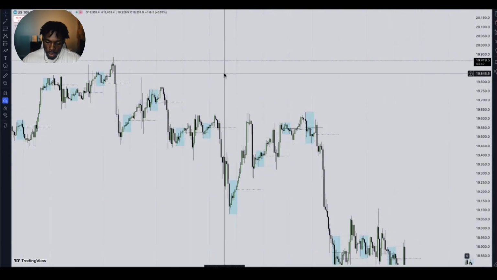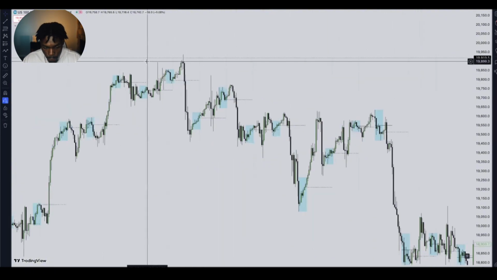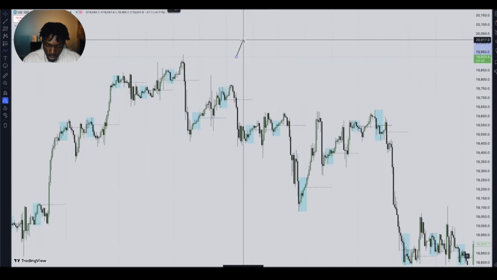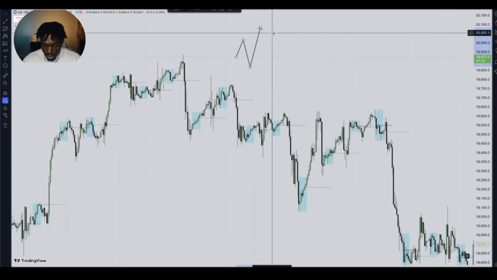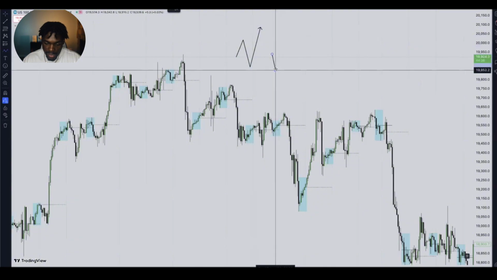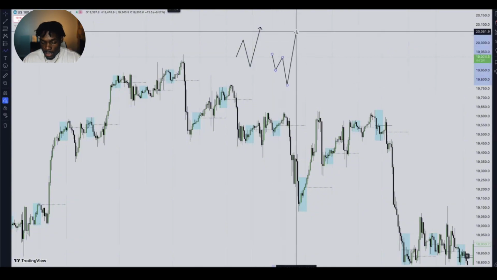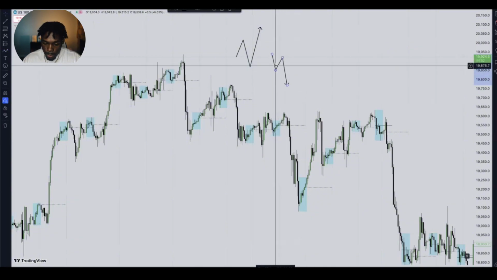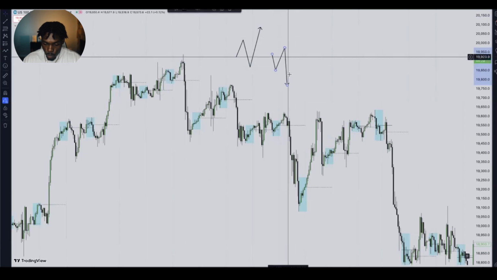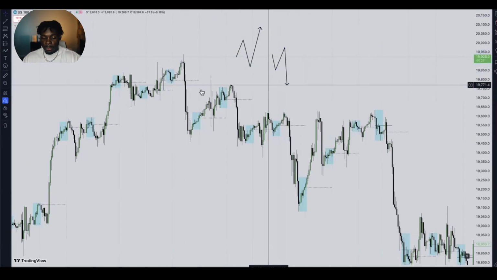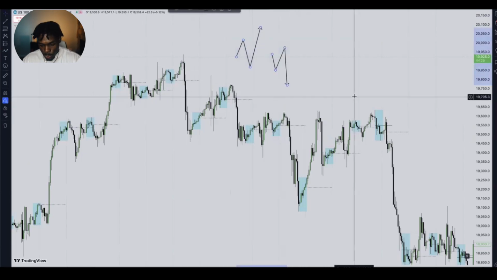Let's keep it really simple. Manipulation is simply, if we look here on the charts, when price shows one thing and then does another thing. So if we're looking to sell and then we sweep and then we buy up, or vice versa, we look to buy, we push up and then we take the lows. It's the same exact thing. So let's go over it really quick so I can show you.